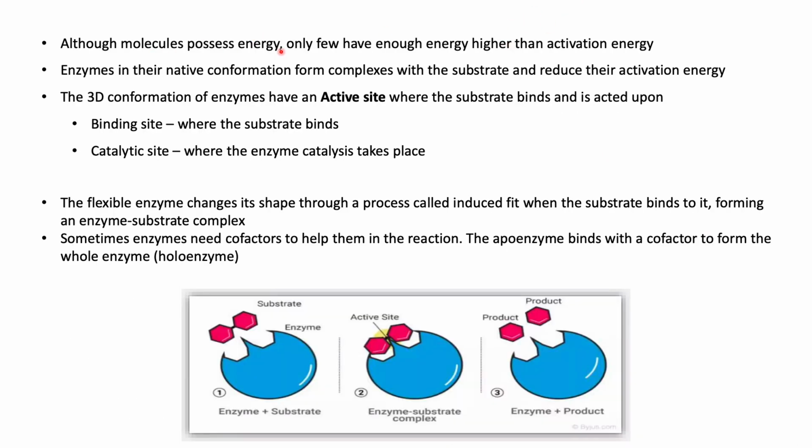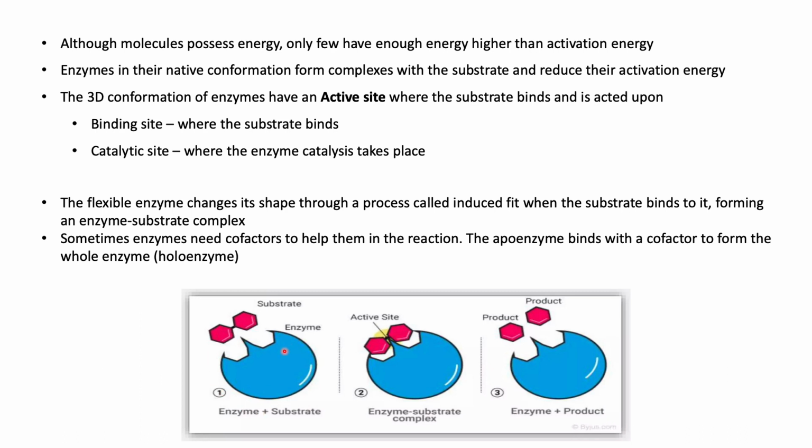Like I said, all the molecules possess energy, only a few have enough energy higher than the activation energy. Enzymes in the native conformation form complexes with the substrate and reduce their activation energy. The 3D conformation of enzymes has an active site where the substrate binds and is acted upon. The active site generally has two sites: one is the binding site where the substrate binds, and one is the catalytic site where the enzyme catalysis takes place. The enzyme is generally flexible.